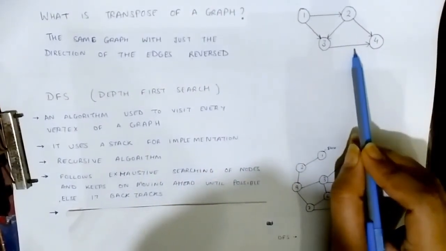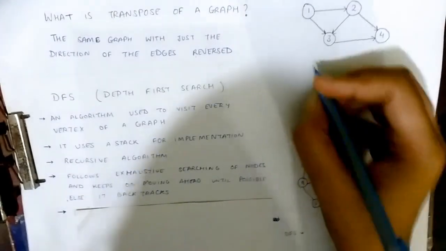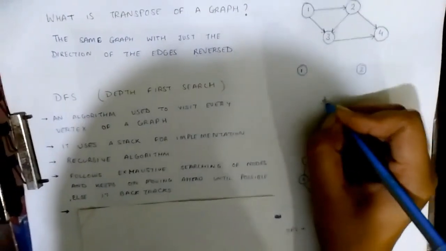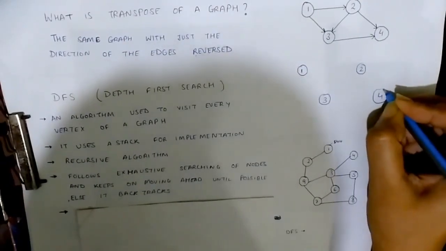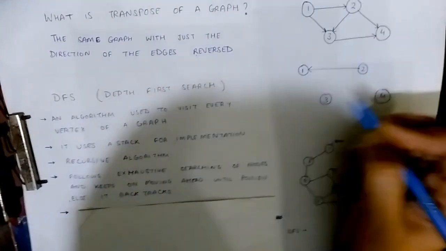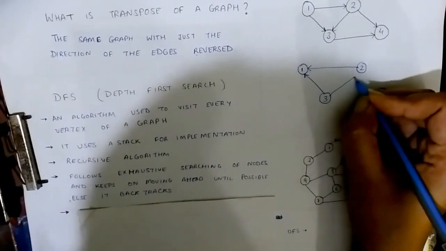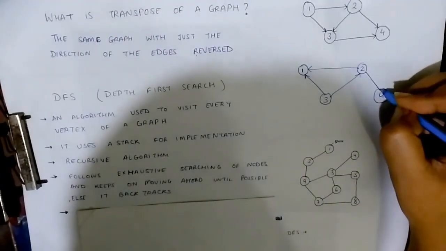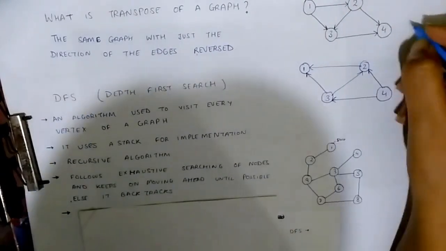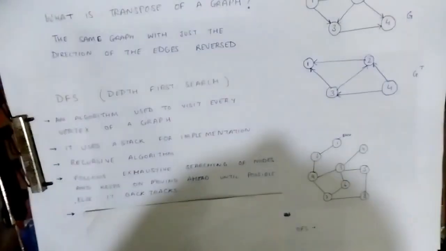If we try to form its transpose graph, we place the vertices at the same places and just reverse all of the edges. This would be here and 3 to 1, 3 to 2, 4 to 2 and 4 to 3. If this is G, this will be G transpose.